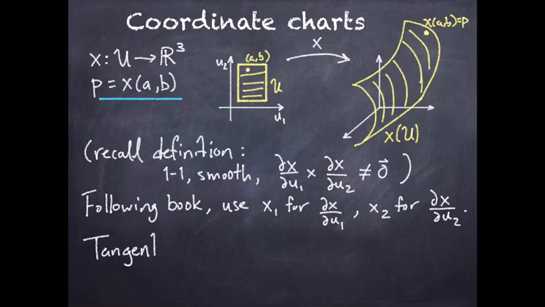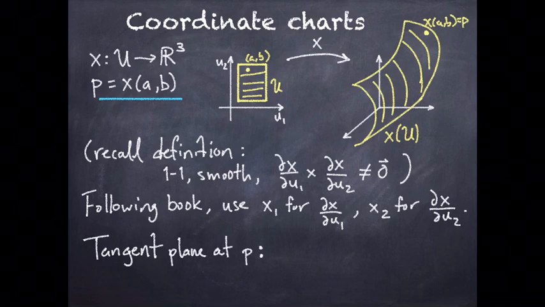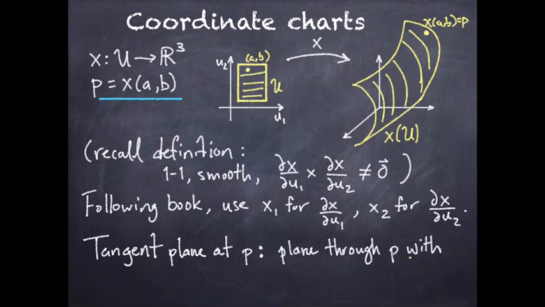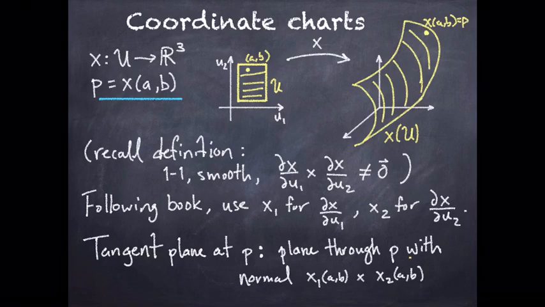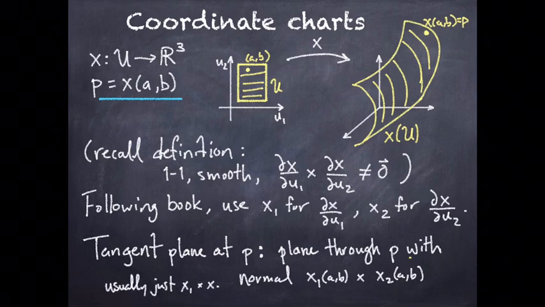Now the tangent plane at P, the definition of it is that it is the plane that passes through this point P, which has normal vector that's given by the cross product of x1 and x2. Okay, and like I've said, I'll often just write x1 cross x2 for the normal vector without writing the evaluation at (a, b). Okay, so that's our object we're going to focus on, that tangent plane at P.